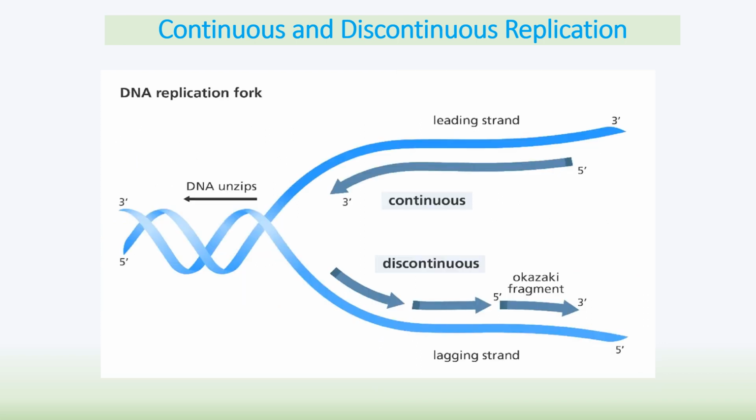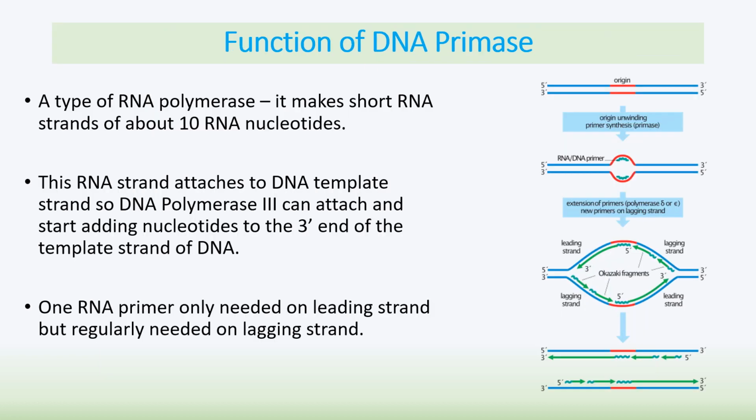We need to know about a couple of different enzymes that are involved in the process of DNA replication for higher level. The first one is DNA primase, which might seem strange that I'm about to say. That is actually a type of RNA polymerase. What it does is it makes short sections of RNA strands that can then attach to the DNA template, so polymerase 3 can attach and start to create the new complementary strand of DNA.